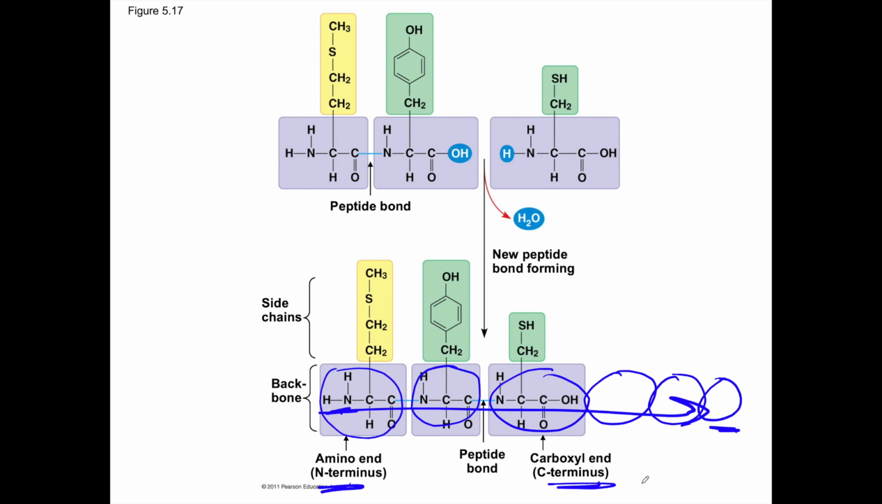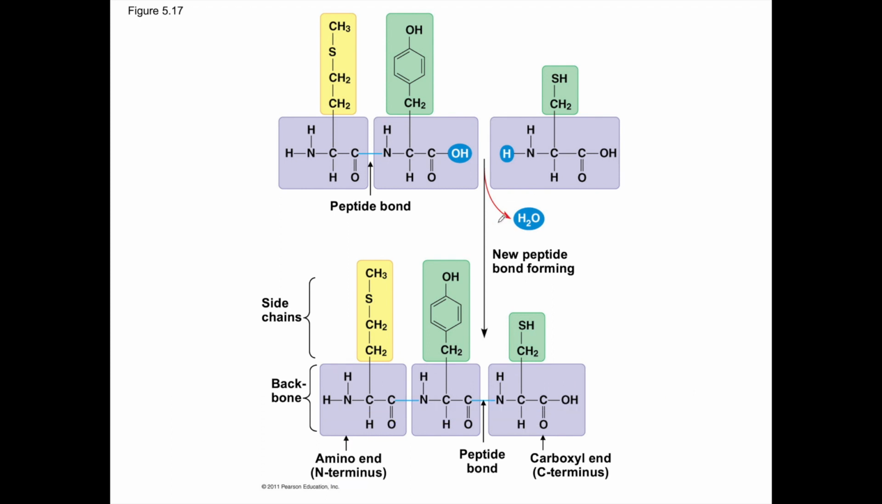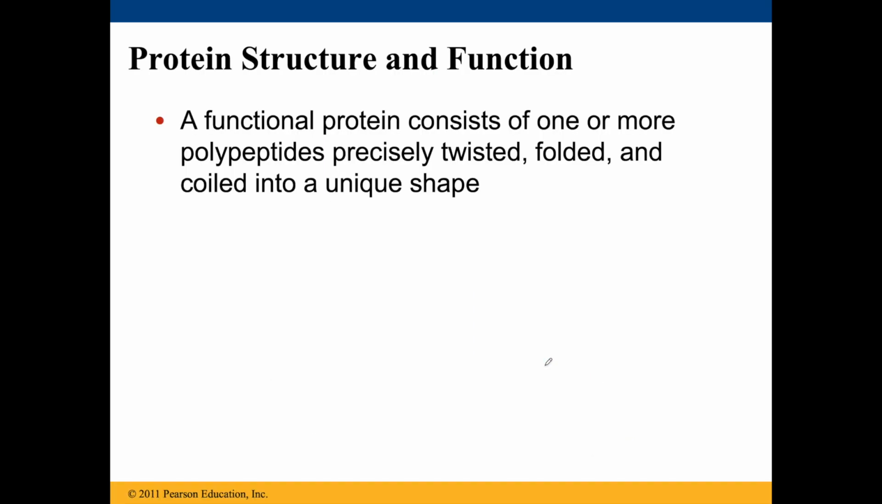Okay, so polypeptides or proteins don't just have 2 different ends, they actually have a beginning and an end. This is kind of like the capital letter on a sentence when you write a sentence. This is like the period on a sentence, the beginning and the end. Okay, so a functional protein consists of 1 or more polypeptides precisely twisted, folded, and coiled into a unique shape.